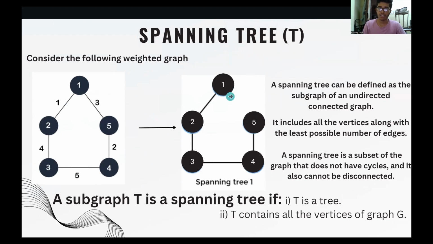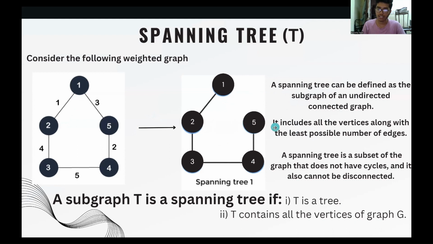Let us see what a spanning tree is and what rules have to be followed by a subgraph to be a spanning tree. A spanning tree can be defined as a subgraph of an undirected connected graph. Here, a spanning tree is a subgraph. It contains all the vertices that are there in this graph.